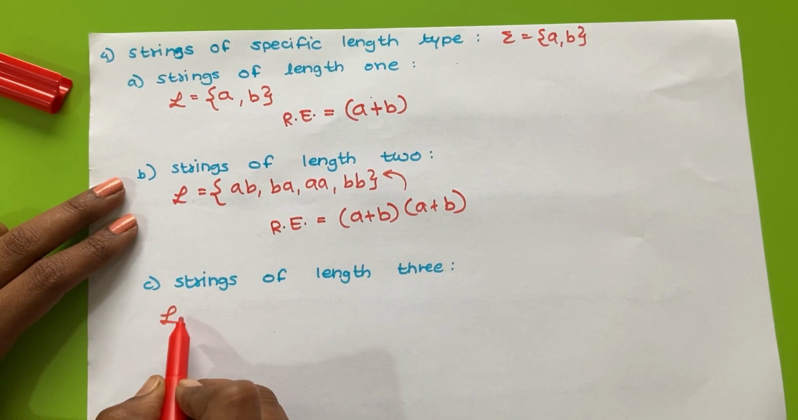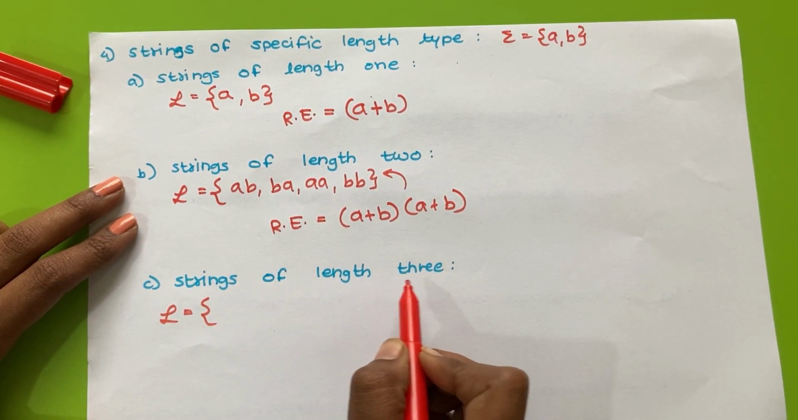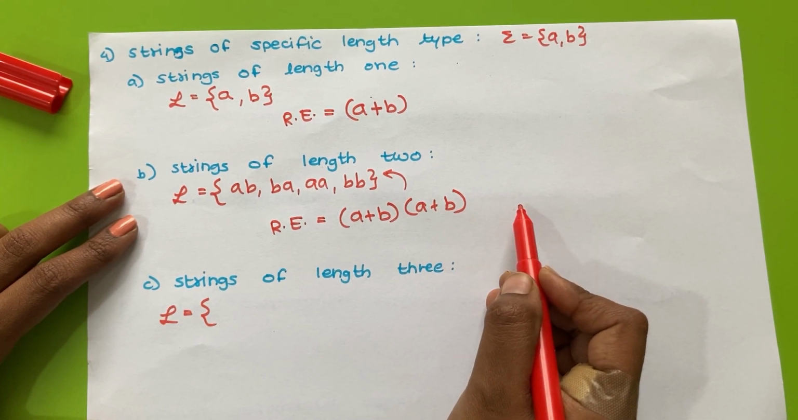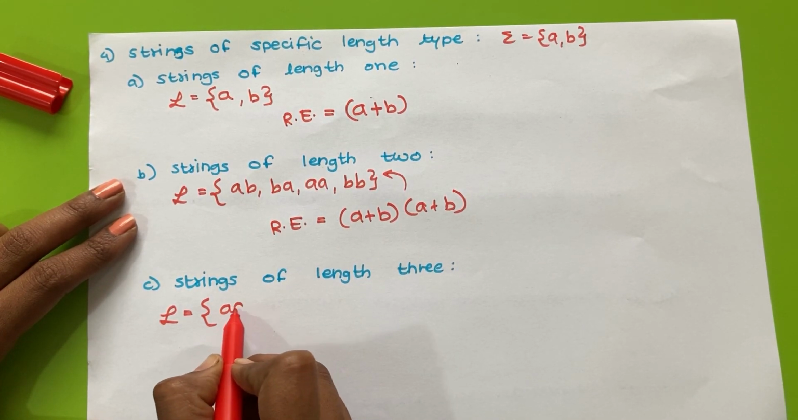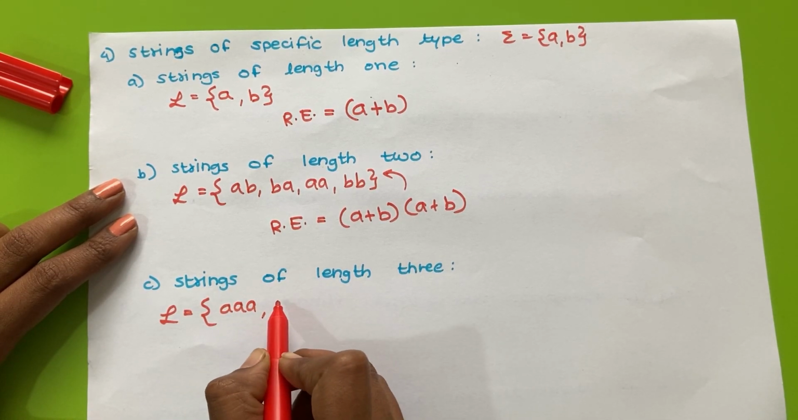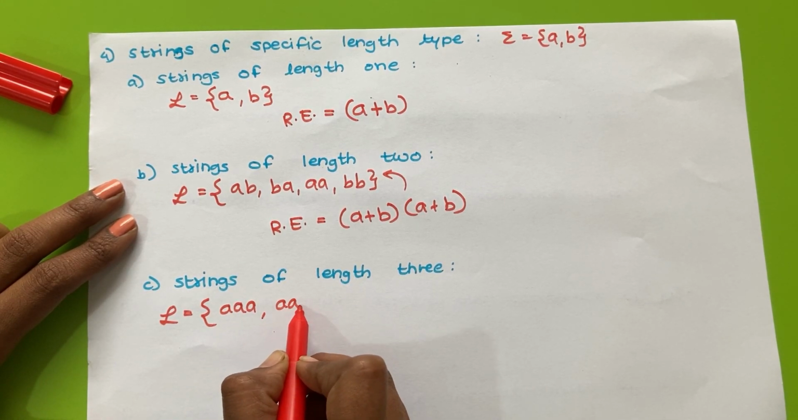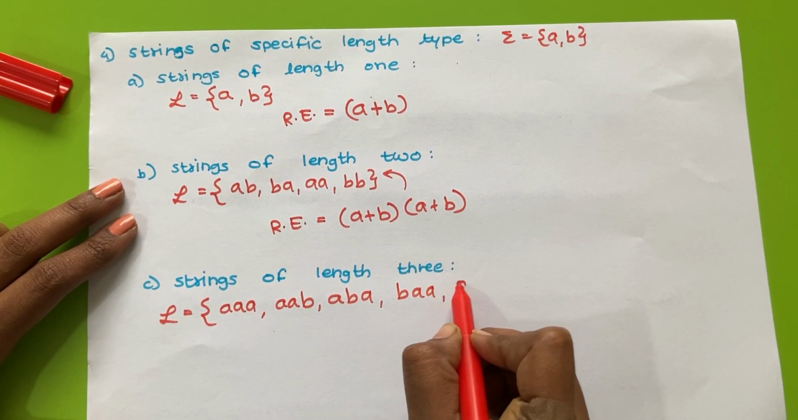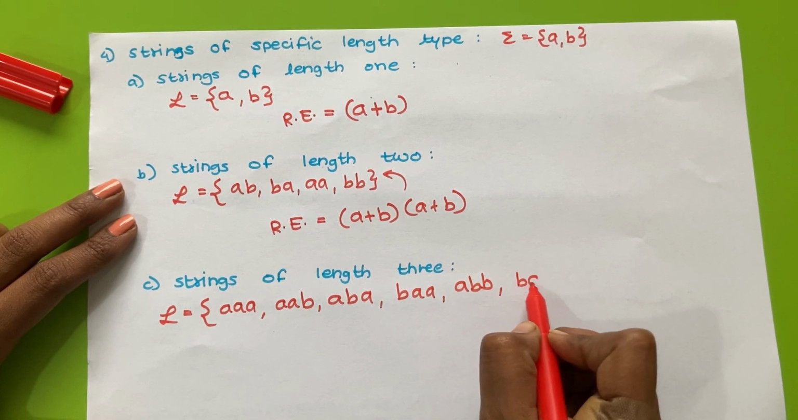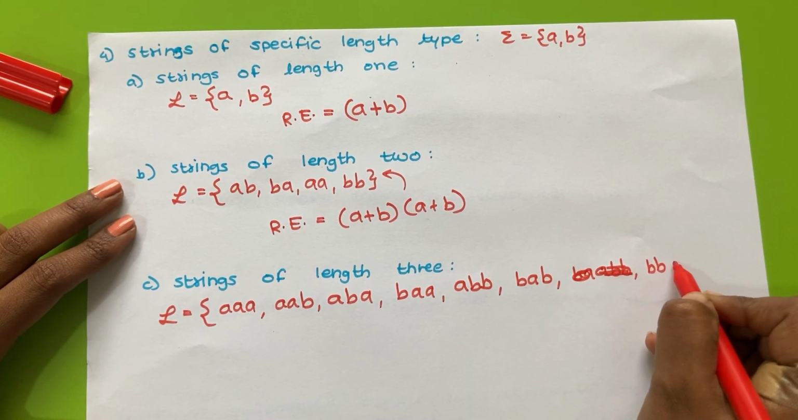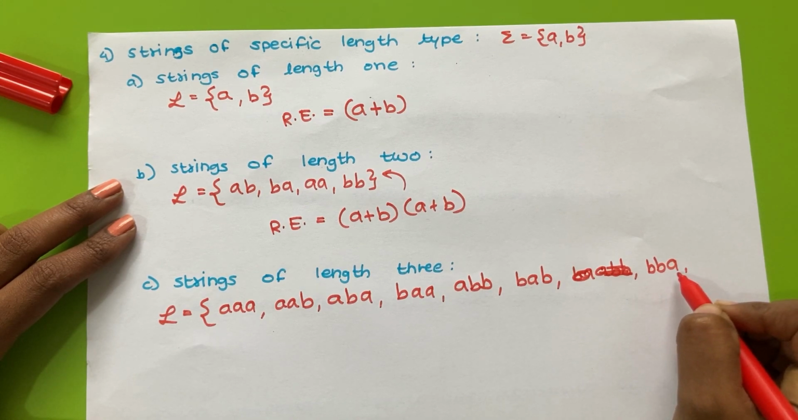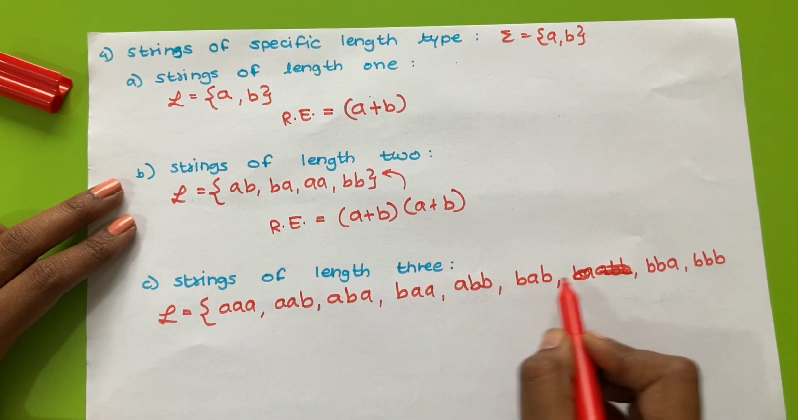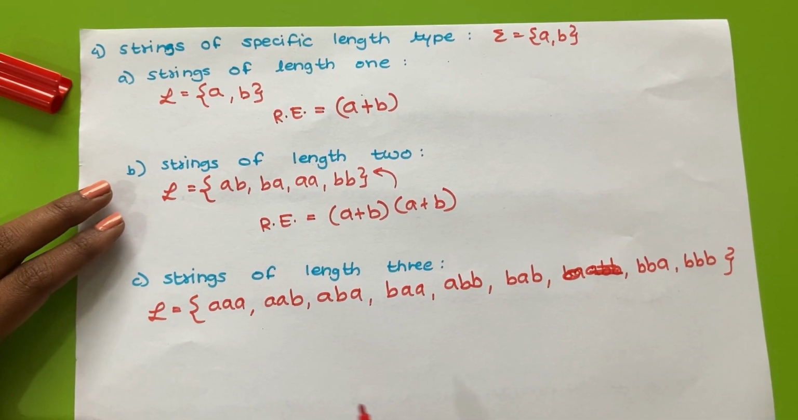And if we want the strings of length 3, say, then it will be extended by one bracket only. So what will be the strings of a and b of length 3? So aaa, then aab, then aba, then baa, then abb, then bab, then bba, then bbb. 1, 2, 3, 4, 5, 6, 7, 8. So total 8 strings will be there.